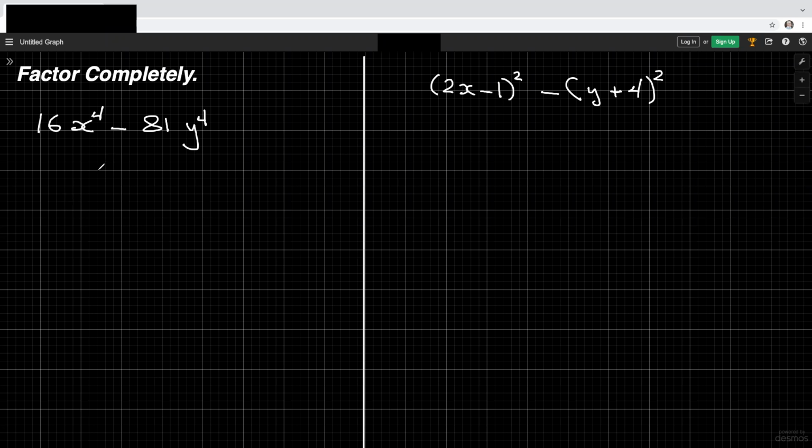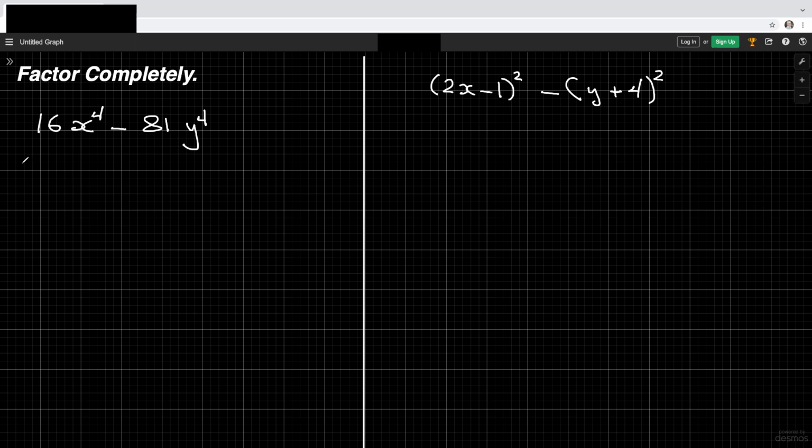Today we're going to learn how to factor some tough equations. So we're going to start with the first one, 16x to the 4 minus 81y to the 4. The first thing you have to realize here is this is the difference of two squares, which means this has to be a perfect square, and this also has to be a perfect square, and then the difference in between is a minus.